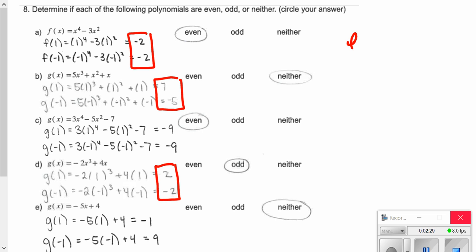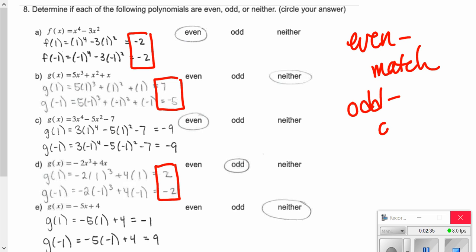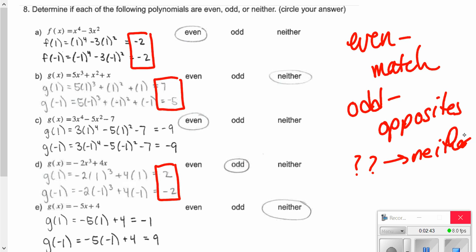Okay, so even is if you match. Odd is if you get opposites. And like weirdo stuff, neither. Okay, if it's neither of these cases, you say neither. And you're just testing there for symmetry.